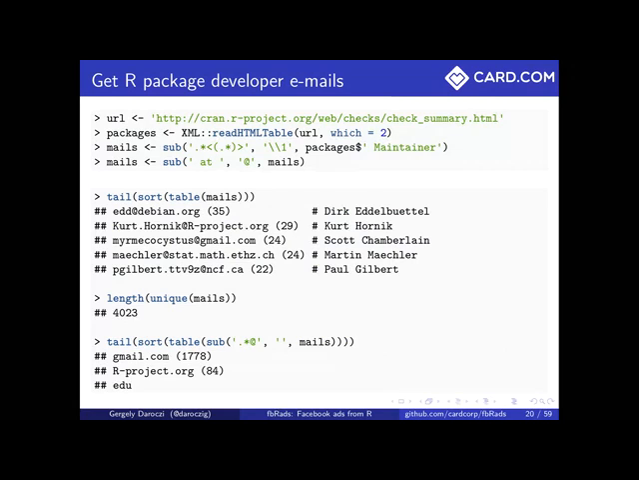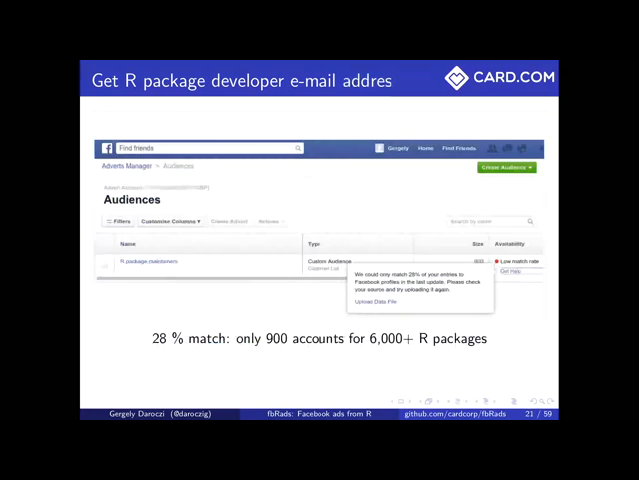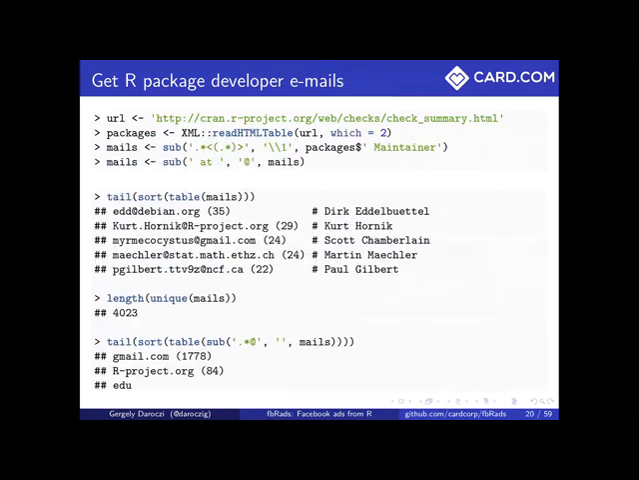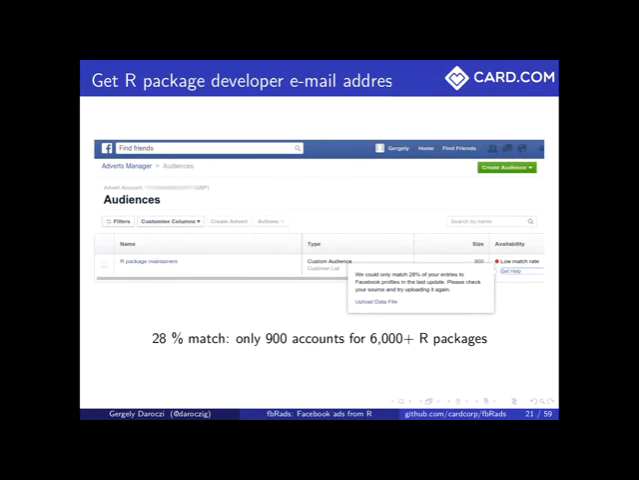Anyway, the interesting thing for us is that we have 4,000 email addresses that I can upload to Facebook in an anonymized way. So I computed the hash of these email addresses, uploaded them to Facebook, and then Facebook reported that only 900 accounts were matched for these 4,000 email addresses. So for those like 8,000 R packages, there are only like 900 Facebook accounts matched. This is an extremely low rate, and I think that explains some of the comments that I've seen in the sidebar.